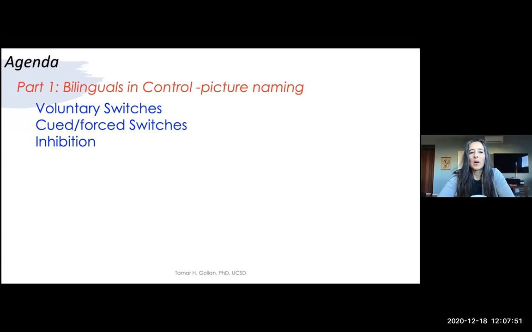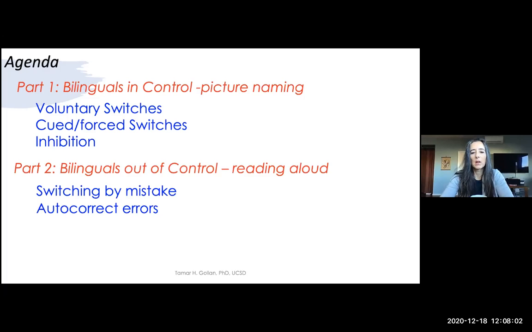I'm going to talk about cued forced language switches, which are the much more common way of studying language switching, and link it all to inhibitory control. And then in the second part, I called it Bilinguals Out of Control. We use reading aloud, and in that, I'll show you how we get language errors, switching or actually not switching by mistake most of the time. And then something called the autocorrect task, which is a monolingual extension of this work that demonstrates how studying bilinguals can lead to broader implications just for understanding switching, aging, Alzheimer's disease, and language production more generally.